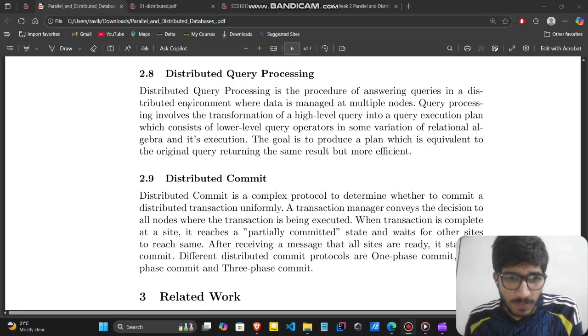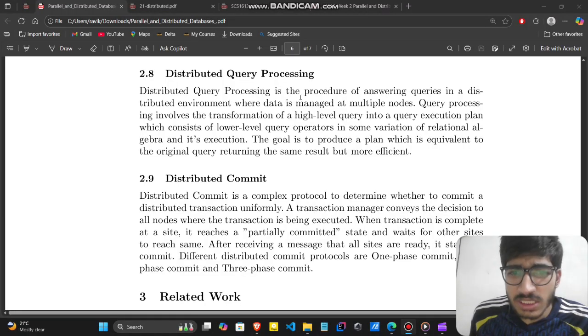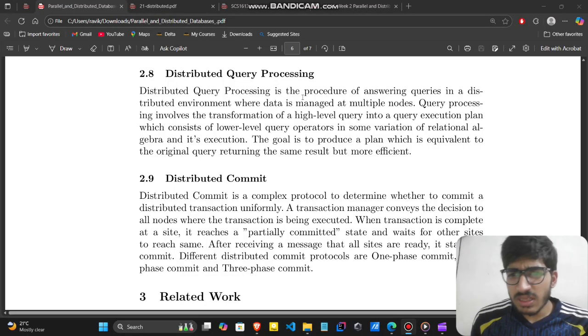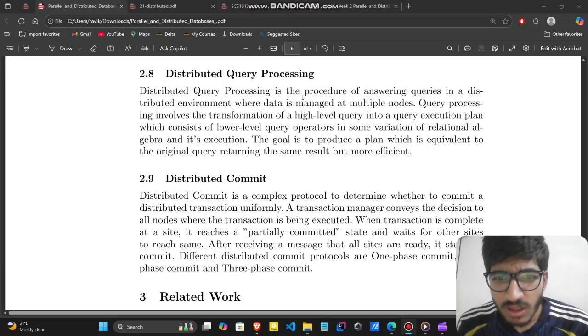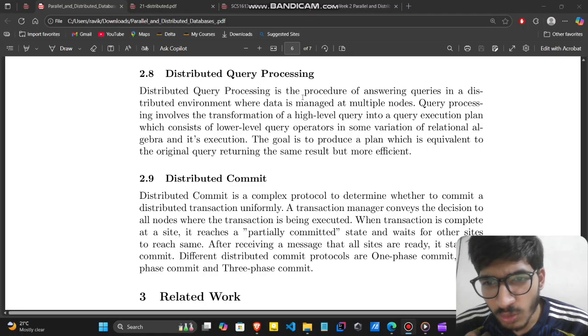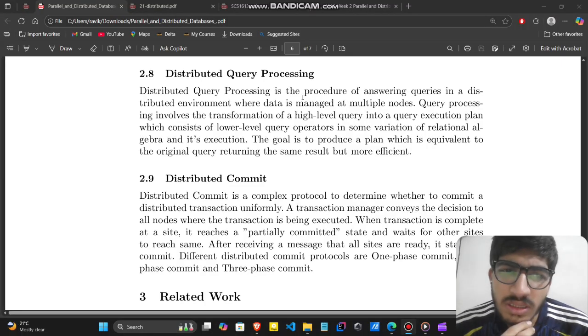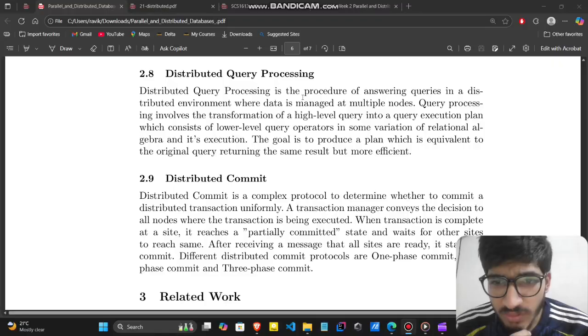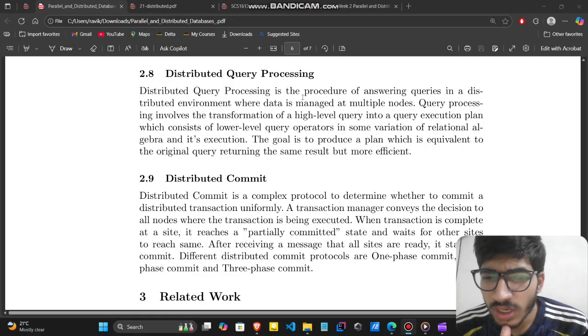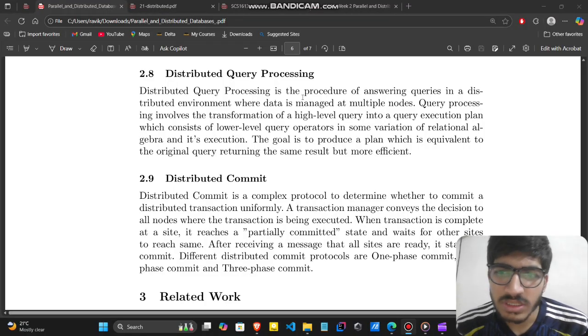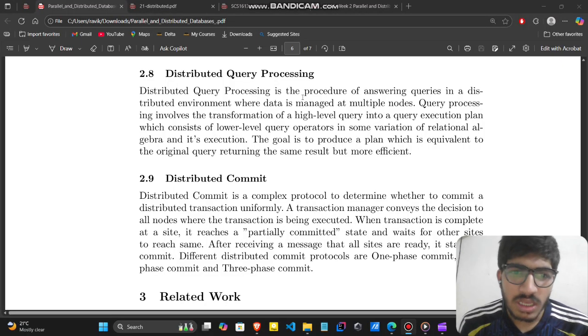Distributed query processing. Distributed query processing is the procedure of answering queries in a distributed environment where data is managed at multiple nodes. Query processing involves the transformation of a high-level query into a query execution plan, which consists of lower-level query operators in some variation of relational algebra, and its execution. The goal is to produce a plan which is equivalent to the original query, returning the same result but more efficient.